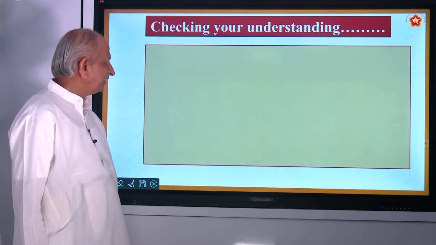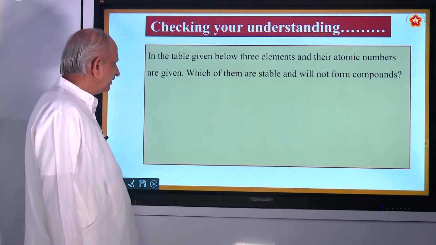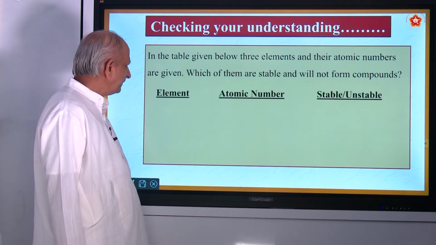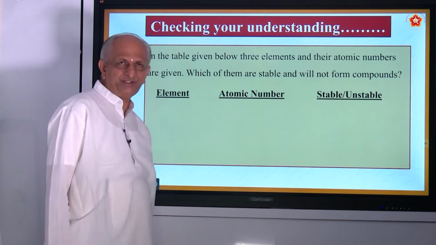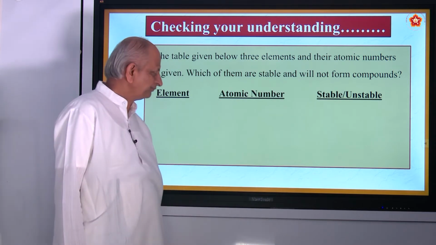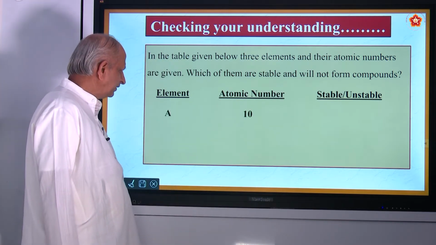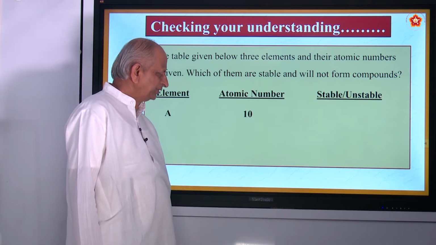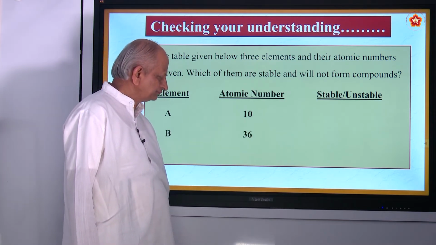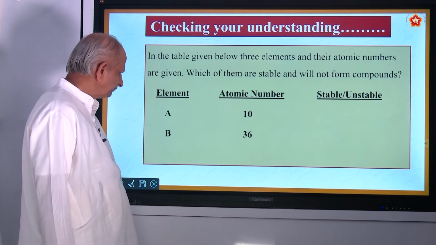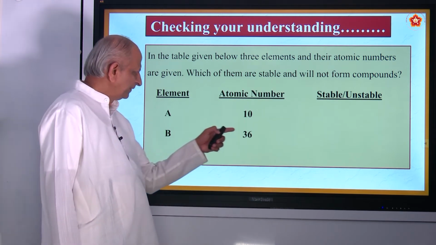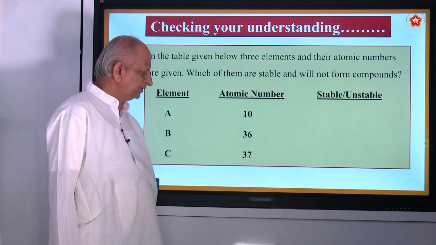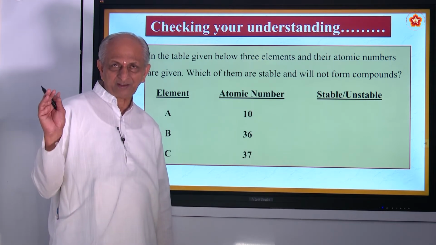Similarly, we will check our understanding now. In the table given below, 3 elements and their atomic numbers are given. You must tell which is stable and which is not stable. Element A has atomic number 10. Is it stable or not? And B, atomic number 36, and C, 37. How do you know if it is stable or not?